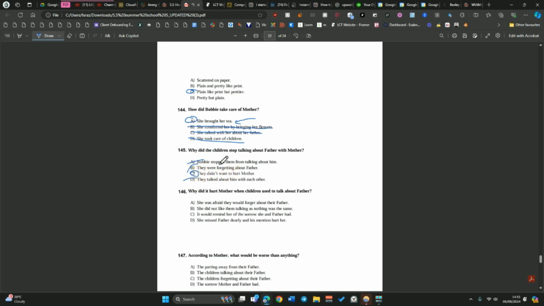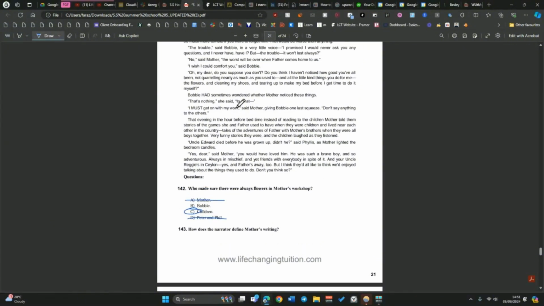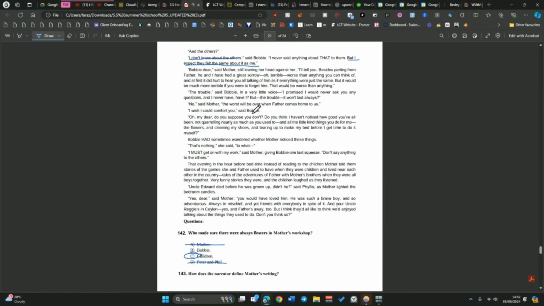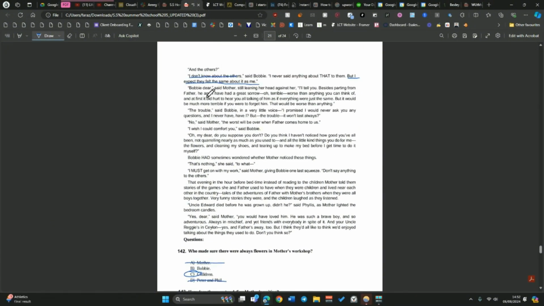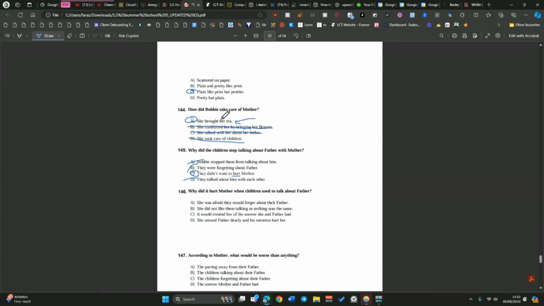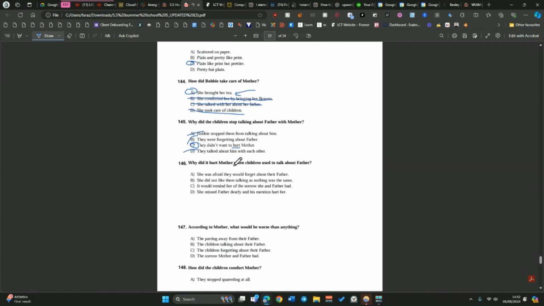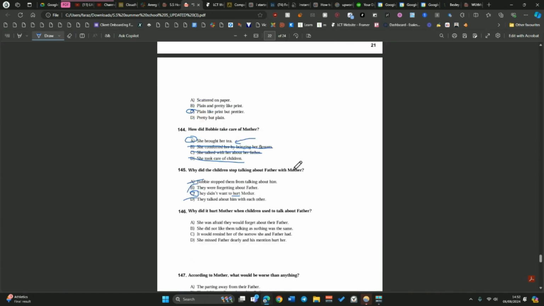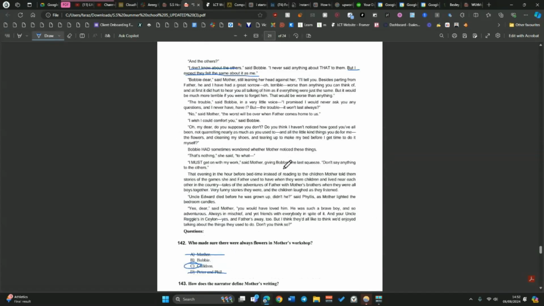So C is basically explaining that they don't want to make mother upset. And hurt here, it doesn't have to be physically hurt. You can still mentally hurt someone if you're saying something mean or rude. And while this isn't rude, it's basically making her upset, is what they think. Okay, question 146. Why did it hurt mother when children used to talk about father? When the children used to talk about father.